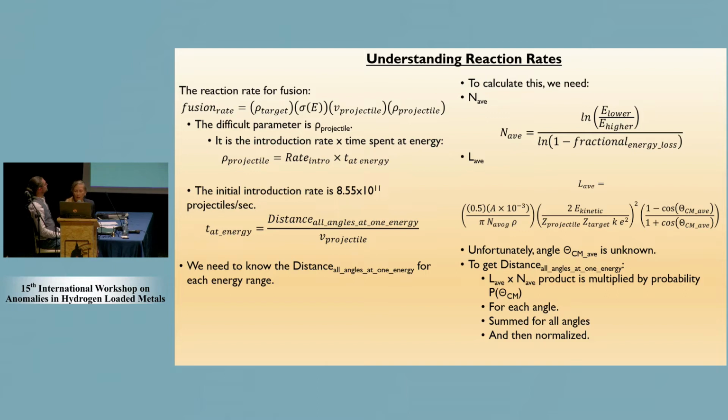To solve this, we need to know the average number of times n the projectile scatters and the average length between scatters, L, for the average angle. However, that average angle is unknown. Thus, the L times n product must be multiplied by the probability for that angle, then summed, and then normalized. This will be the distance the average projectile travels in the core for all angles for one energy.